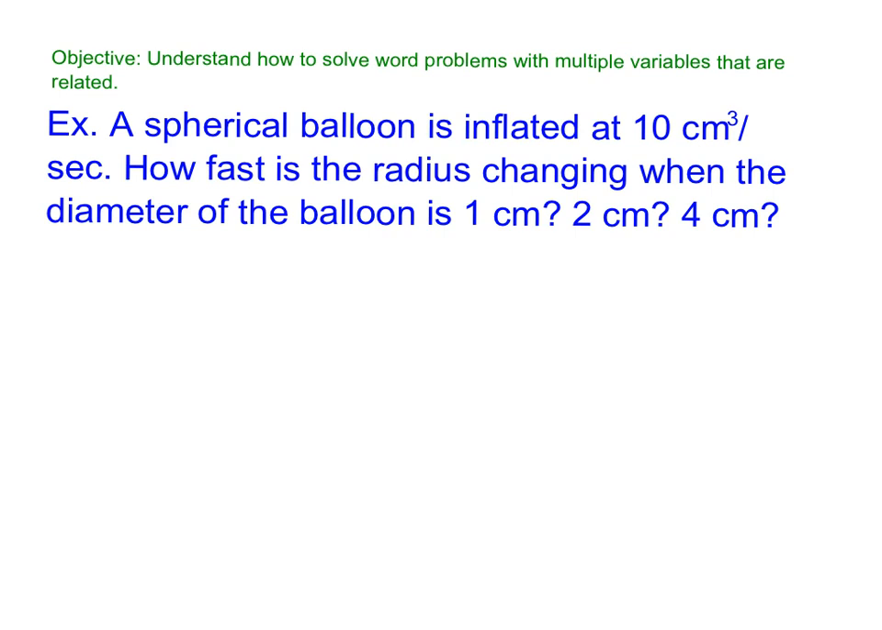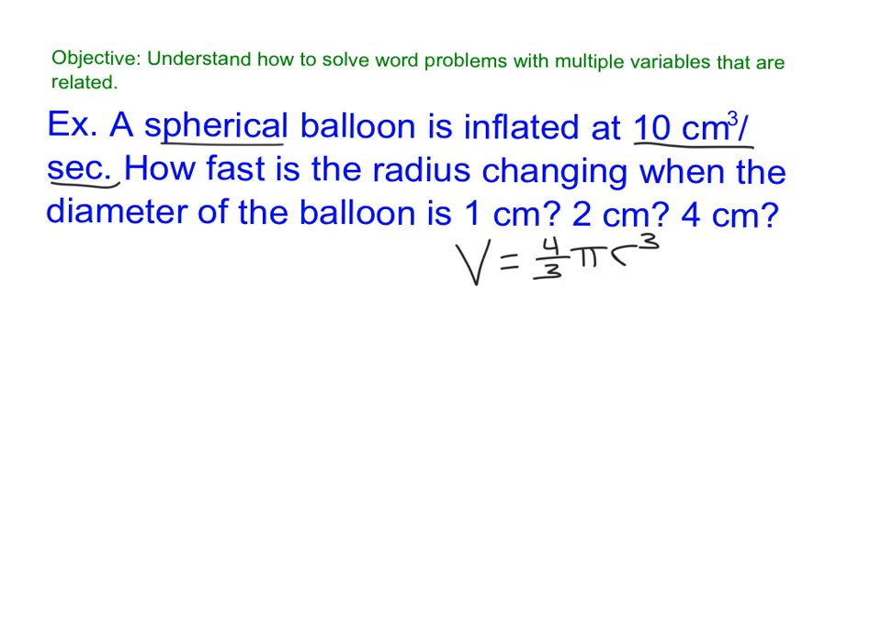So we need some kind of formula. What formula do we know that involves a sphere? And a good hint here is inflated at 10 centimeters cubed per second. What rate is changing there? That's the volume of the balloon. So we should know, the volume of a sphere is 4/3 pi r cubed. All right? If you don't know that, you need to know that.